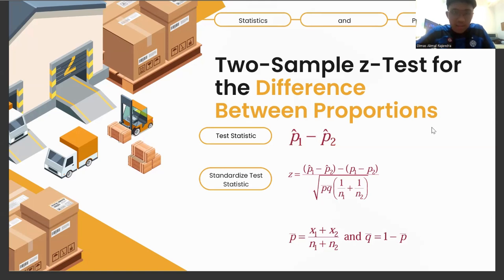For the test statistic, we have our observed difference between sample proportions, which is simply P1 minus P2. This is the raw difference when we're looking between two groups. And for the standardized test statistic, we need to standardize the observed difference to see if it is statistically significant. In this formula, the z statistic tells us how many standard errors our observed difference in sample proportions is away from the hypothesized difference.